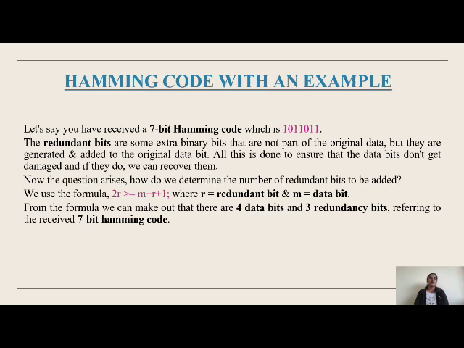We use the formula 2^r ≥ m + r + 1, where r equals the redundant bits and m equals the data bits. From the formula, we can make out that there are 4 data bits and 3 redundant bits referring to the received 7-bit Hamming code.